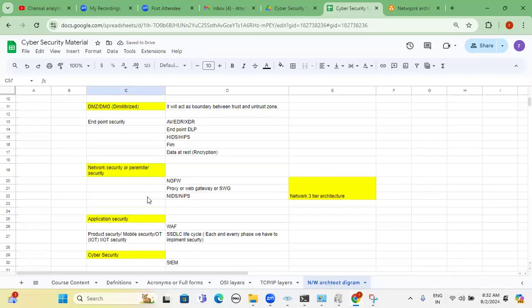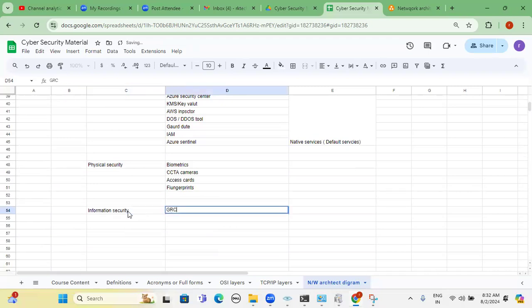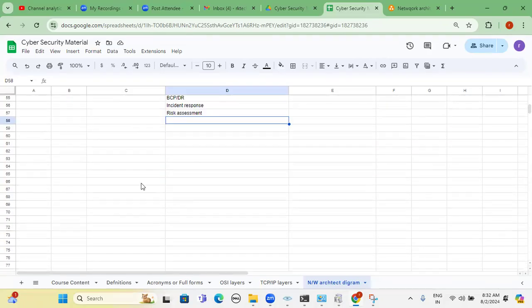Next one, information security. Anyway, it's a part of GRC, governance, risk and compliance. In this one, we'll take care of BCP and DR, business continuity planning and disaster recovery. We'll take care of incident response for any organization, and also the risk assessment. So that is the overall picture related to the architecture we discussed. Additionally, I'll provide a couple of other definitions.